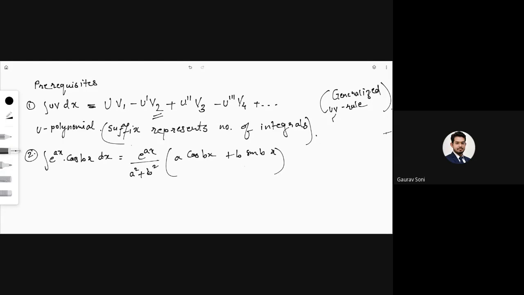Okay, so I'll come back to our chapter, new chapter, third one. Integral e to the power ax sine bx dx is equal to e to the power ax upon a square plus b square, and the formula for this is a sine bx minus b cos bx.